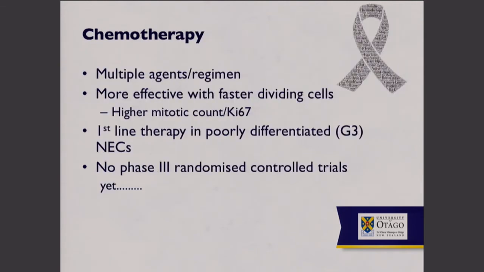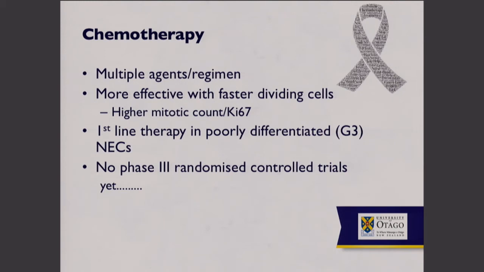Chemotherapy. So we actually have multiple agents and regimens that we can use. In any cancer, chemotherapy is more effective if the cells are dividing fast, so chemotherapy is generally what we would use in the carcinomas, so the higher grade tumours. Definitely first line in the poorly differentiated ones, like small cell lung cancer.